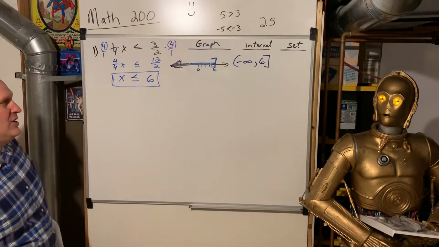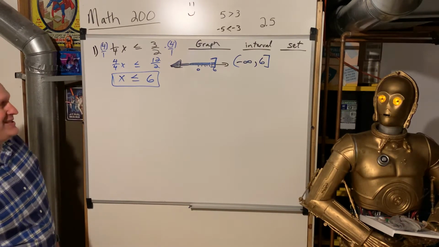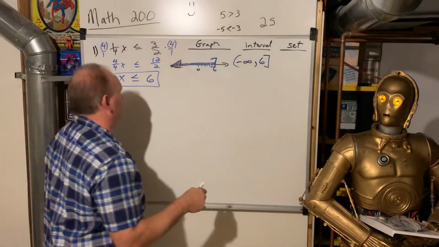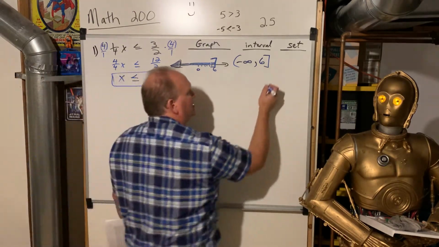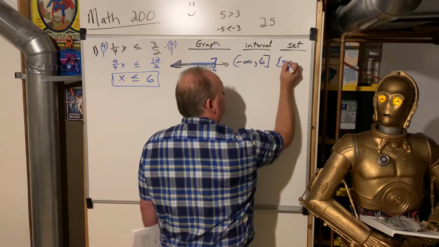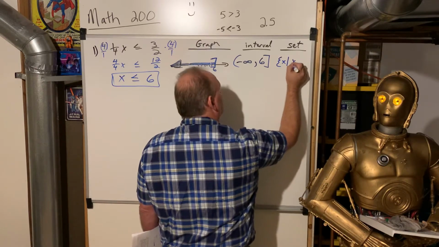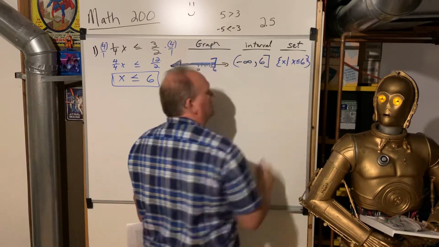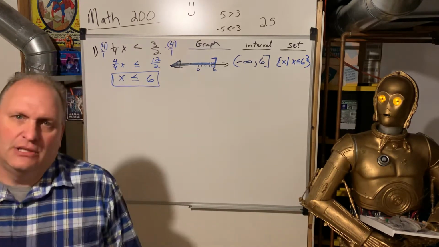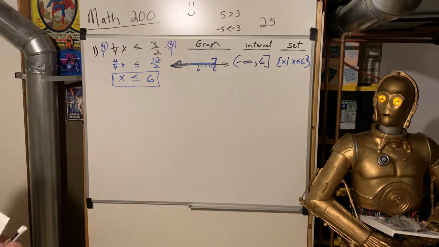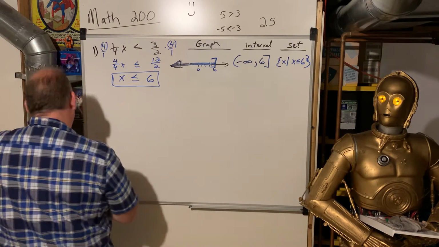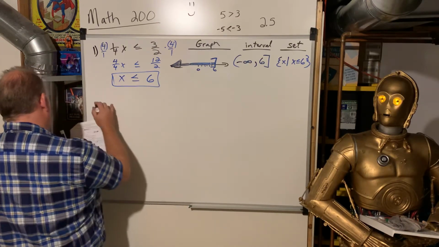And now set notation is just, you gotta fancy up the answer a little. It's that answer, it's just you do a squiggly x such that, and then x is less than 6. That's all. That's set notation. And so it's just sort of a fancier math way to write it.